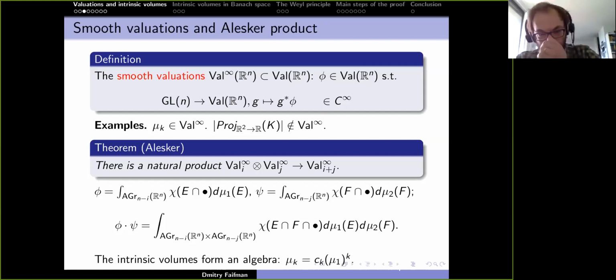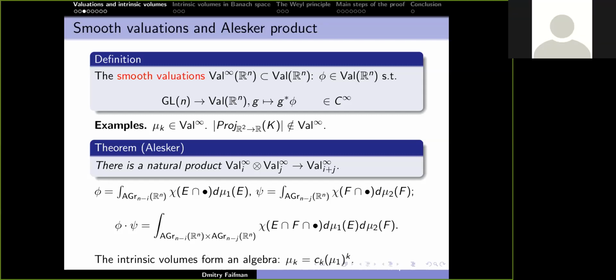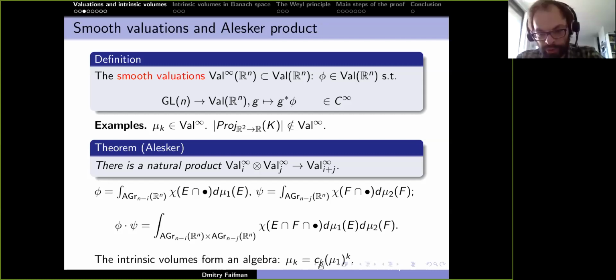Okay, and as an example of a computation of a product, the kth power of the first intrinsic volume is the kth intrinsic volume up to a constant. And that, for instance, follows from Hadwiger's characterization. Right? All the operations are natural, so this is rigid motion invariant. So clearly, it must be the kth intrinsic volume.